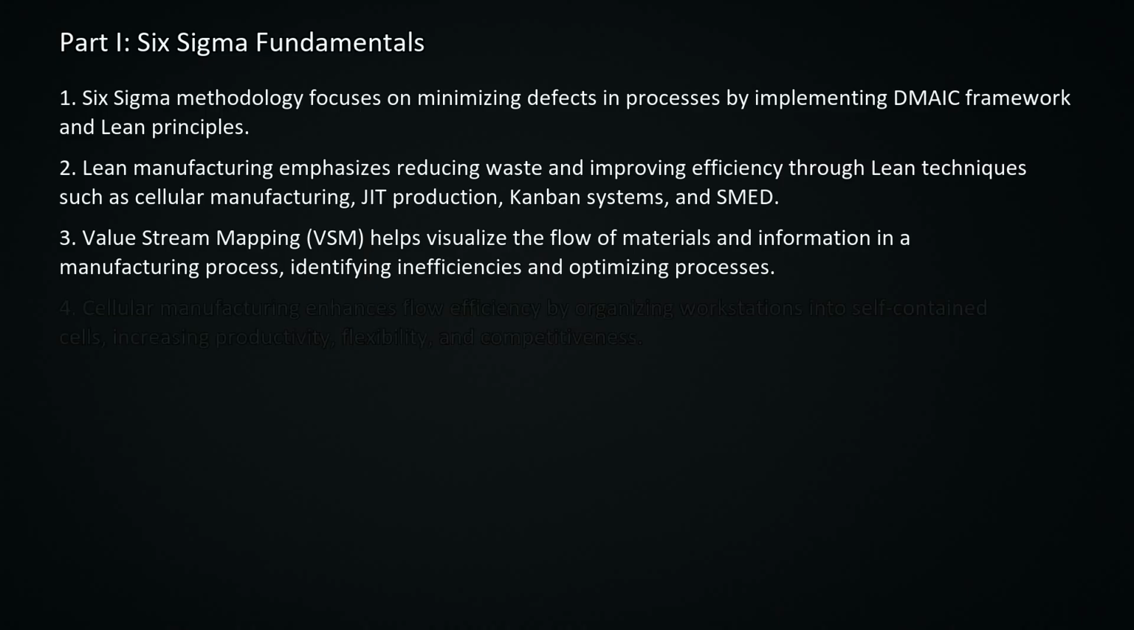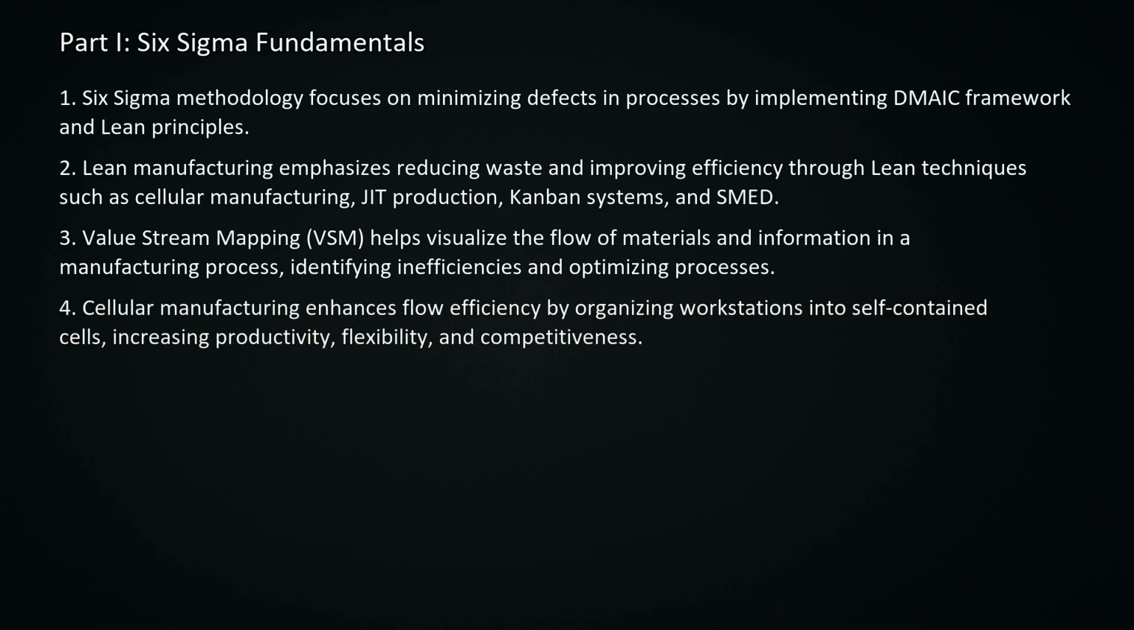Chapter 7. Summary of lean techniques in manufacturing. This chapter delves into specific lean techniques used in manufacturing processes, such as just-in-time, JIT production, Kanban systems, single-minute exchange of die, SMED, and total productive maintenance, TPM.